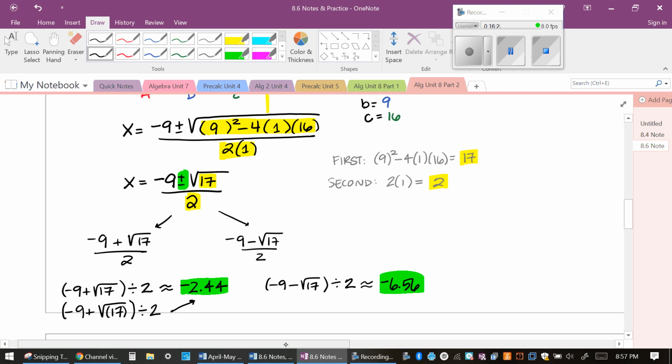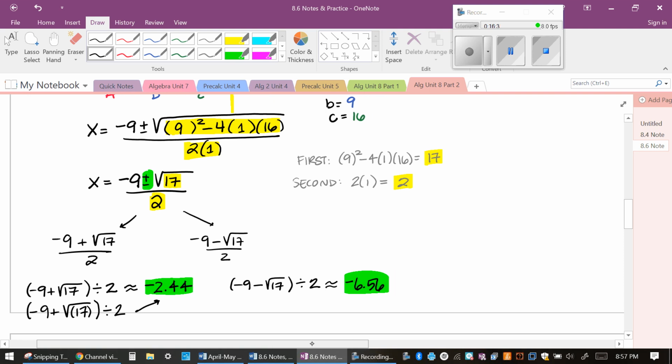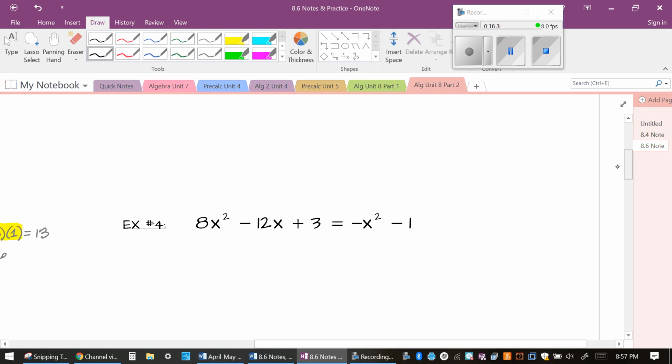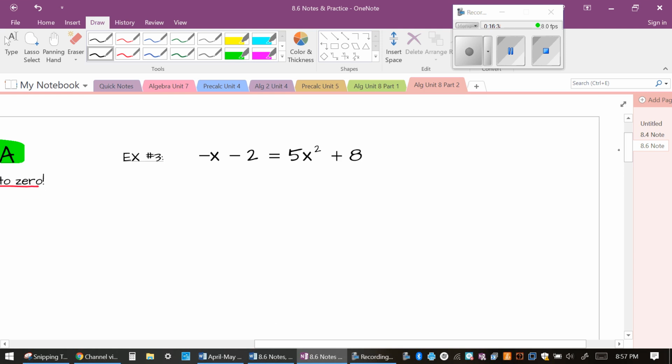Remember that you can pause the video at any time and rewind it to see any examples over again. Okay, go ahead and write down example 3.